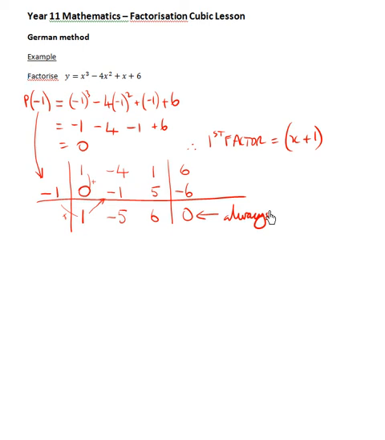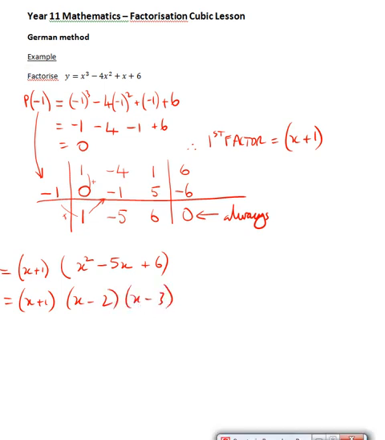Now here's the cool thing. That means that the cubic has factorized into x plus 1, and then the 1 that you've created becomes the coefficient of x squared, the negative 5 is the coefficient of x, and the 6 goes at the end. Then you factorize that into x minus 2, x minus 3, and you're finished. Same as before.